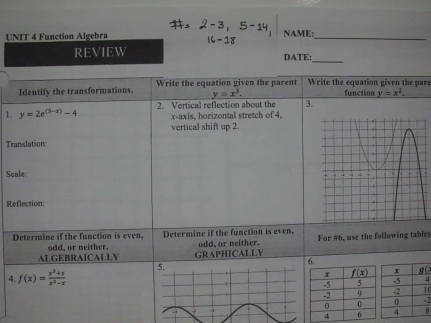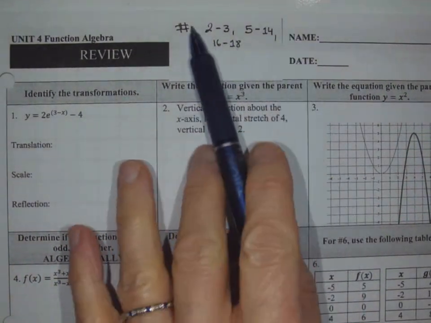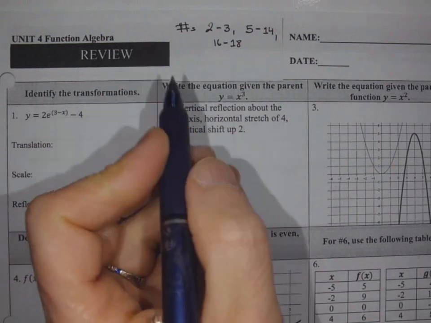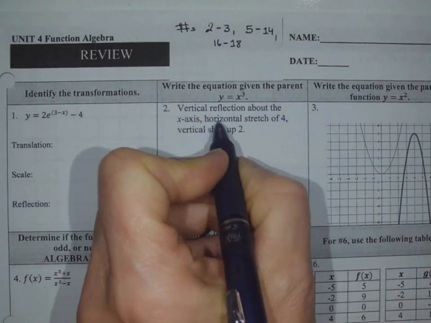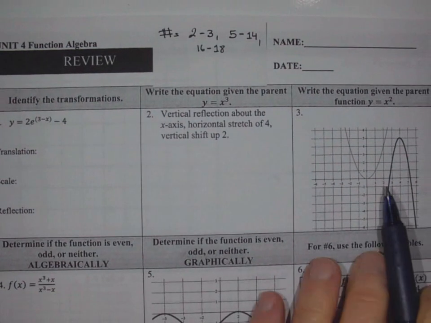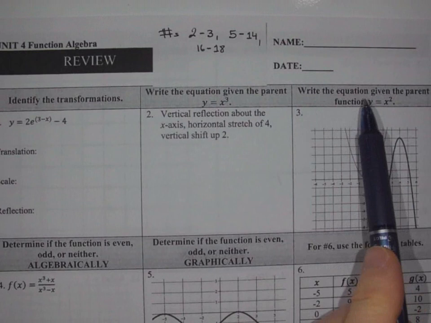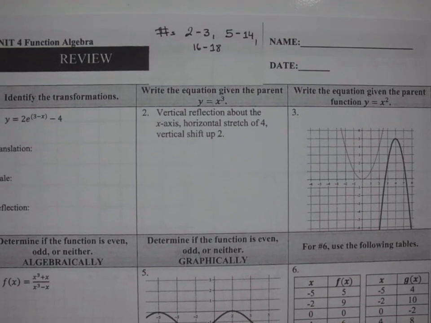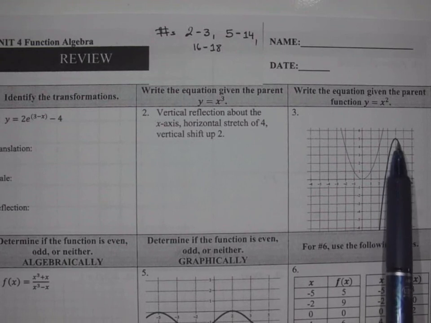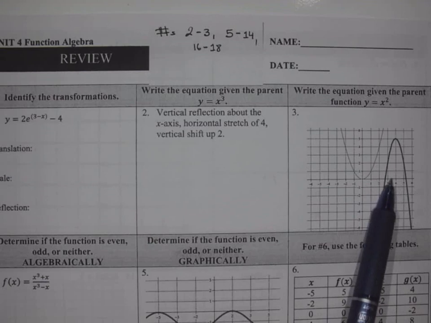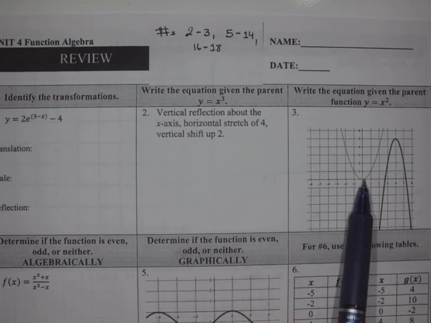Okay, so your other review here. We were only doing selected numbers, right? So number 2, vertical reflection. Actually, I didn't want this one as a horizontal stretch of 4. So we're going to just ignore number 2 for now. We're going to go to 3. We have an equation. The parent function is y equals x squared. And it sees that the parent function is very, very lightly drawn here. And you want to write the equation of the translation here. So how has it been translated?